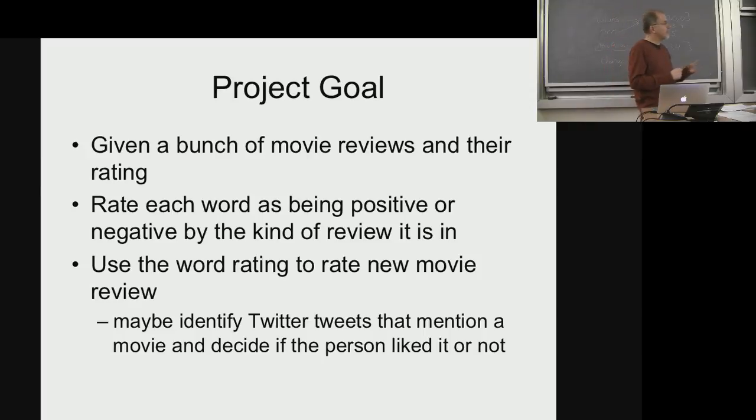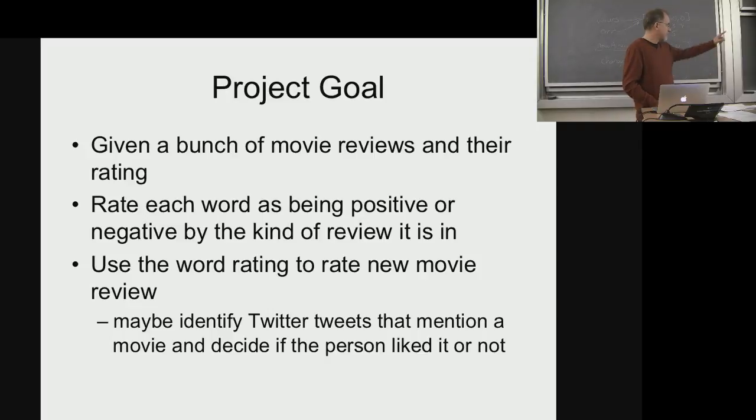So we're going to go through each word and rate it as being positive or negative by the kind of review that it's in. If it's in a 4-star review, we say this word is associated with positive reviews. If it's a word that's in a negative review, it gets a negative value. Now, if it's in both, what do we do? Because the is going to be in positive reviews and negative reviews. So what do we do? We average it, right? Somehow we're going to accumulate some sort of total score and then average it to decide whether this is positive or negative.